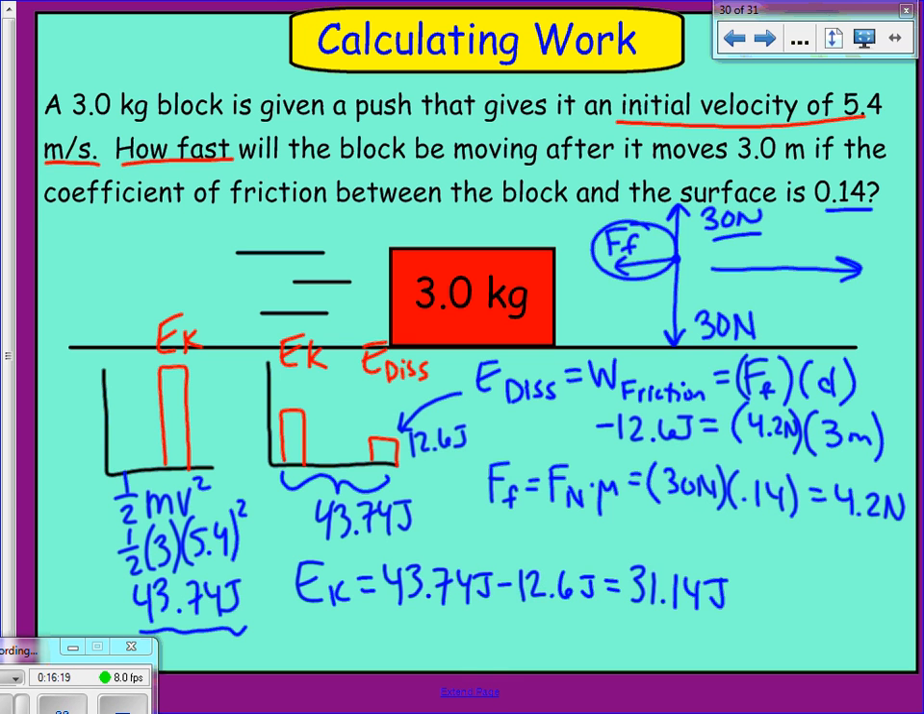Finally, from this kinetic energy, we can calculate what our velocity is. Remember, kinetic energy is just equal to 1/2 our mass, which is 3 kilograms, times v squared. And if we divide by 1/2 and divide by 3 and take the square root to find velocity, our velocity is 4.56 meters per second.